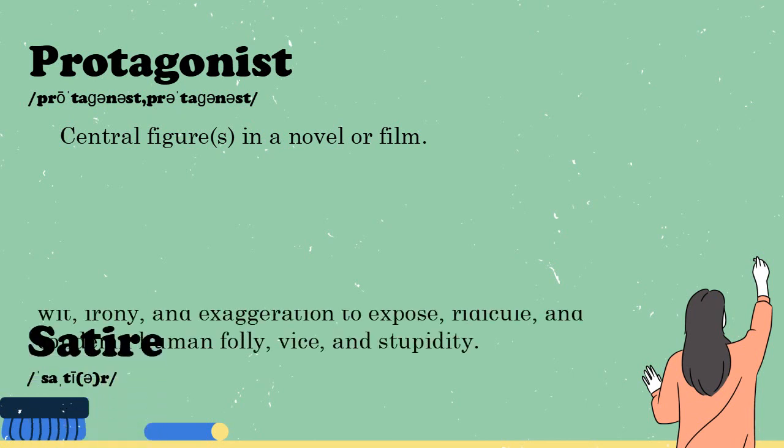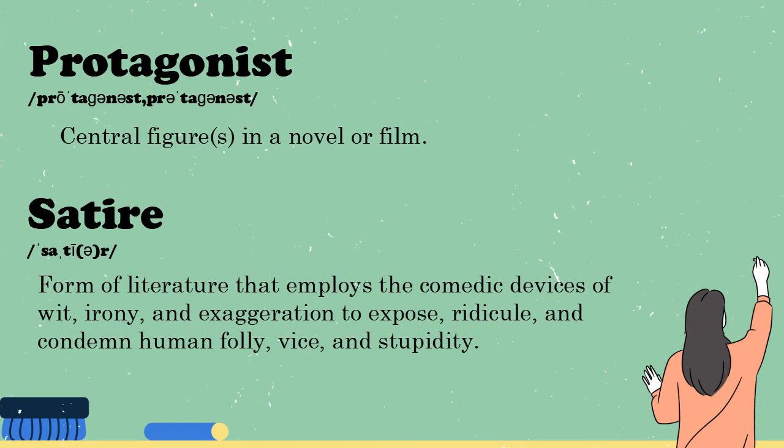Satire, a form of literature that employs the comedic devices of wit, irony, and exaggeration to expose, ridicule, and condemn human folly, vice, and stupidity. Justifying satire, Alexander Pope wrote that nothing moves strongly but satire, and those who are ashamed of nothing else are so of being ridiculous.